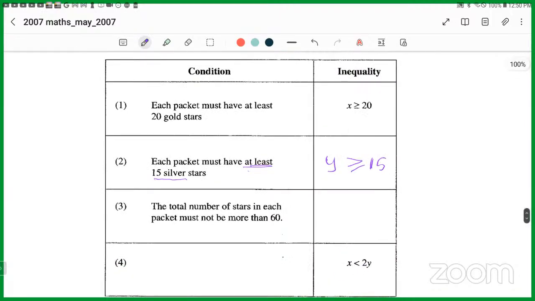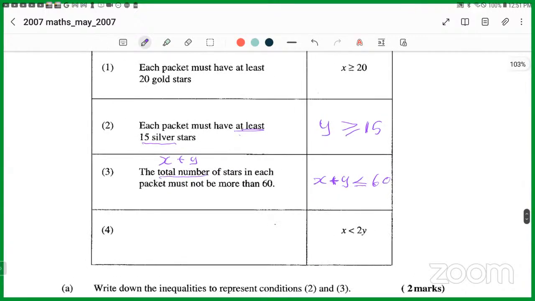Then here it says the total number of stars, which is X plus Y, in the pockets must not be more than 60. Meaning it can be 60 or less, it can't pass it. So X plus Y can't pass 60, it can be 60 or less, less than or equal to 60. That's what that means. That's the third inequality.